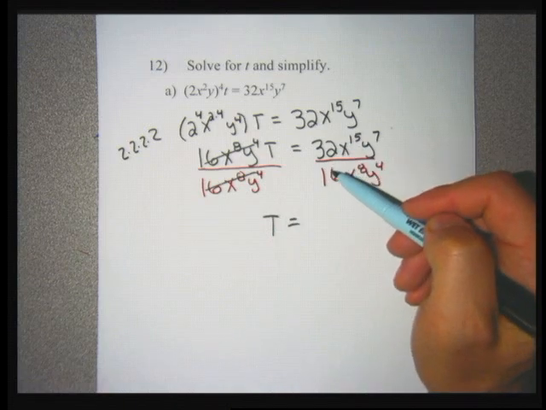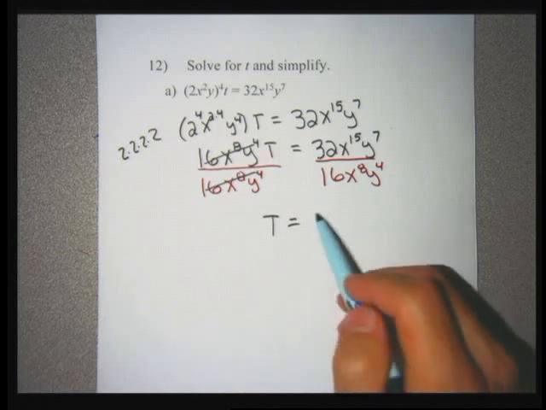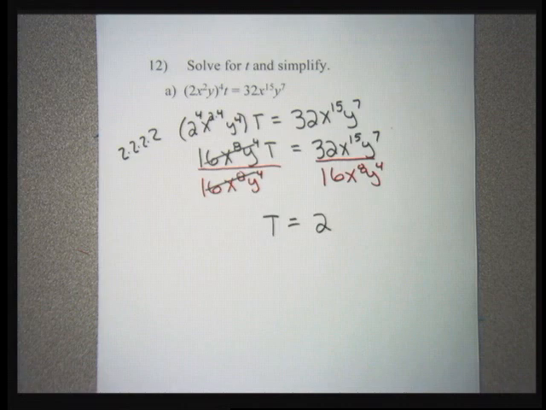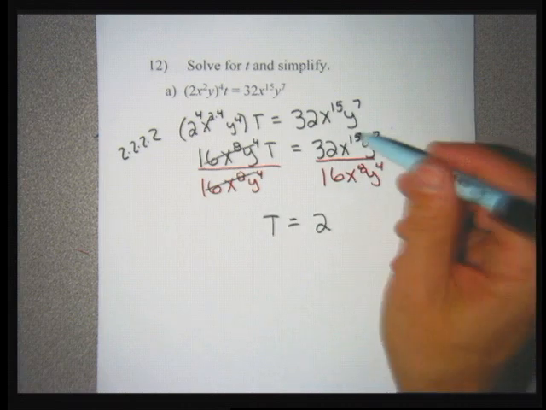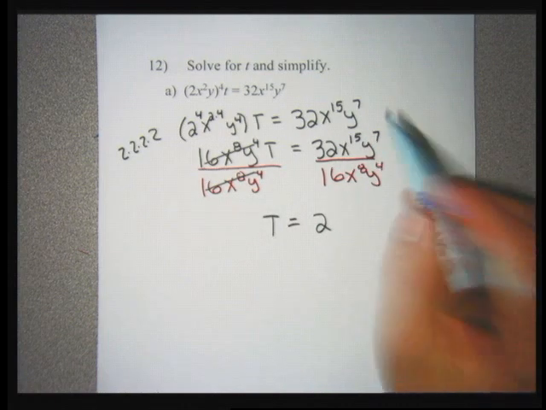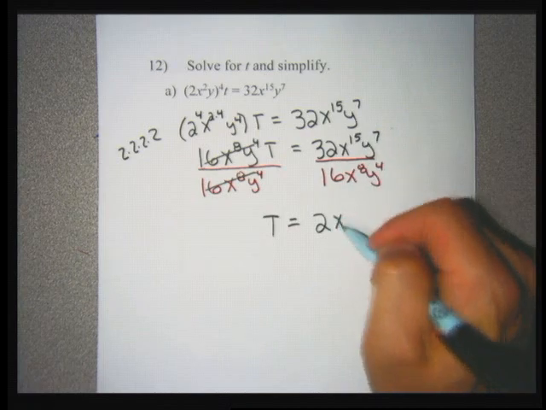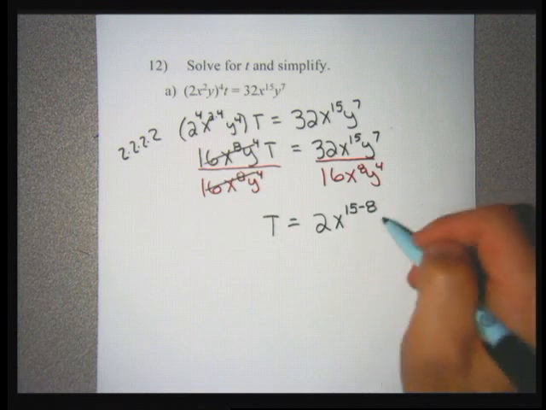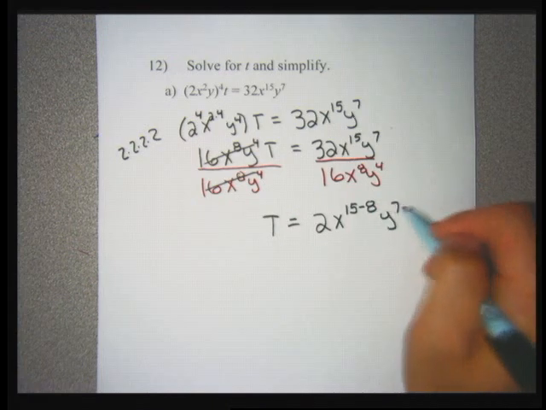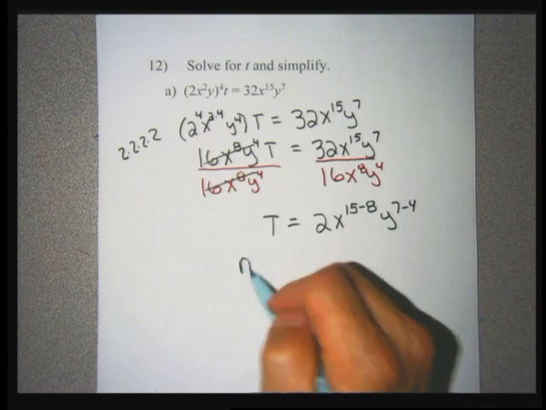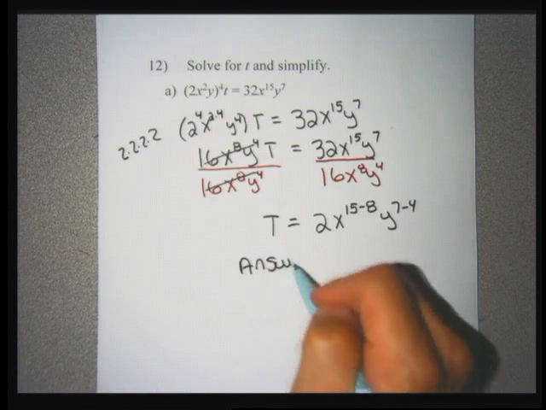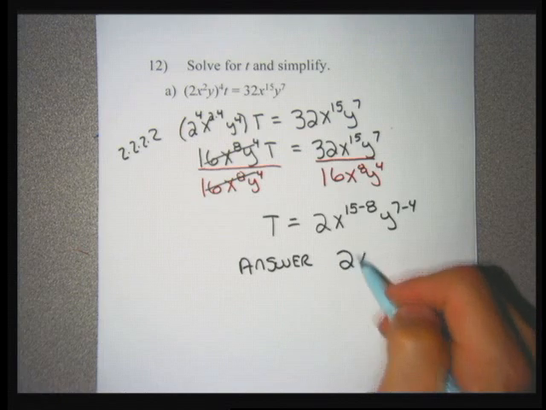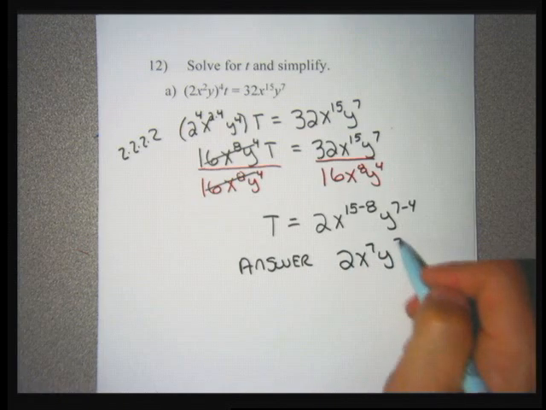I could do that in my head. I suppose you could do long division if you needed that. And I'll get a 2 for the number part of the right side. In terms of the variables, when you're dividing, you subtract the exponents on the variables. So for the x, I'm going to take 15 minus 8 and wind up with x to the 7th power. And for y, I'm going to take 7 minus 4 and wind up with y cubed. So the answer to 12a should be 2x to the 7th y cubed.